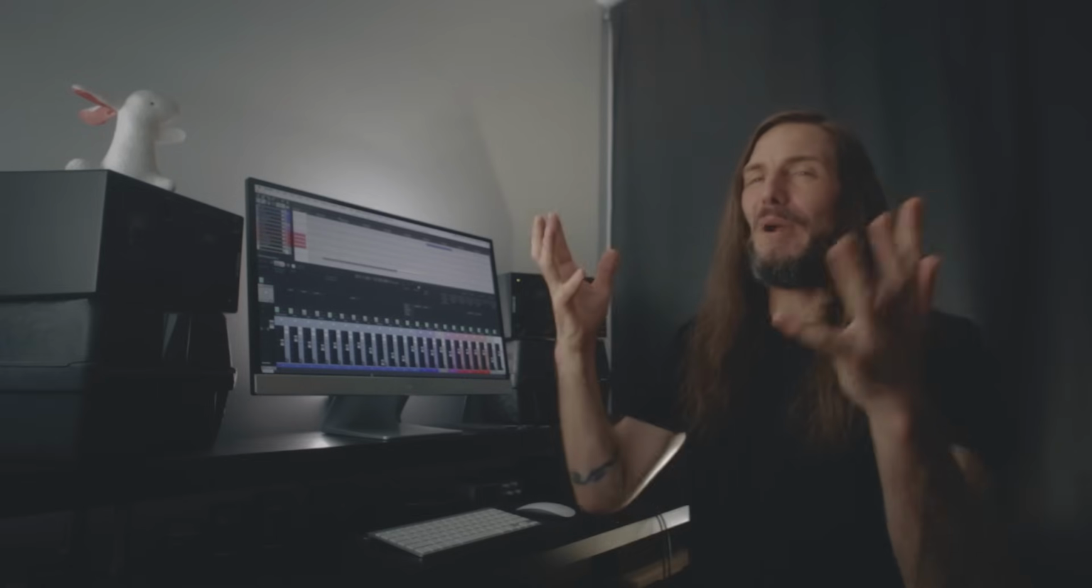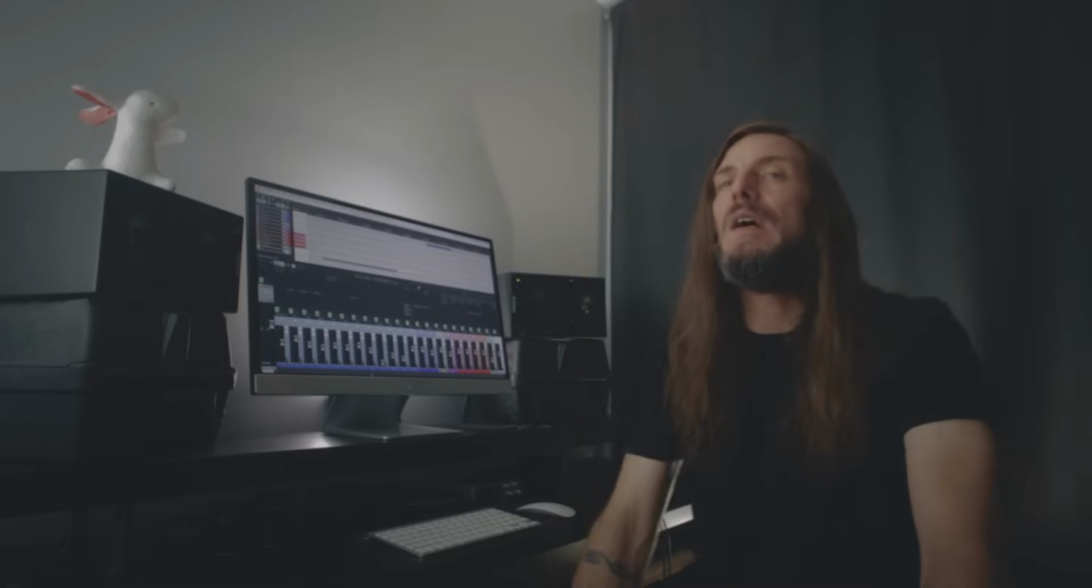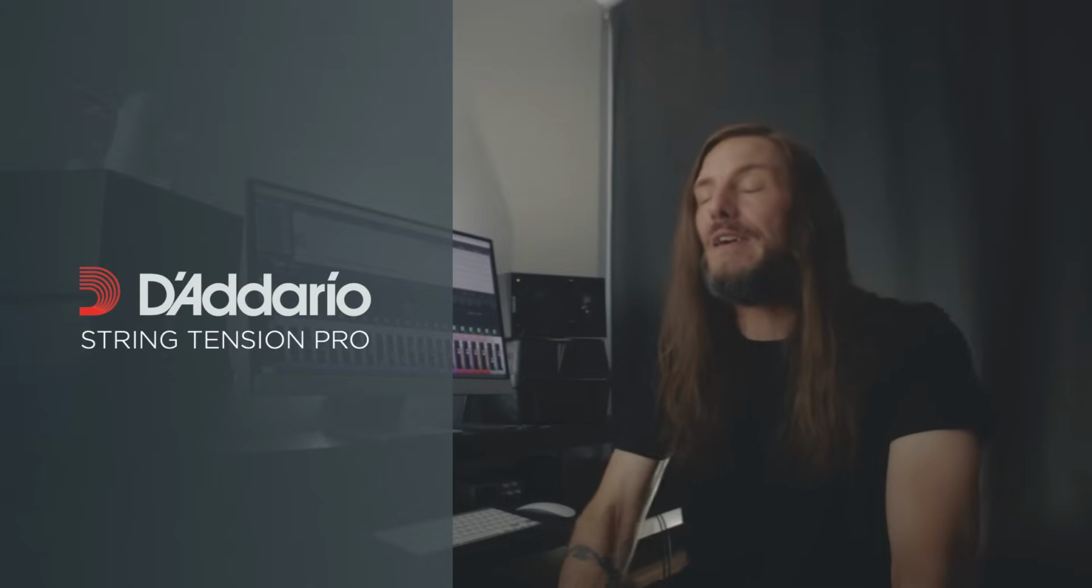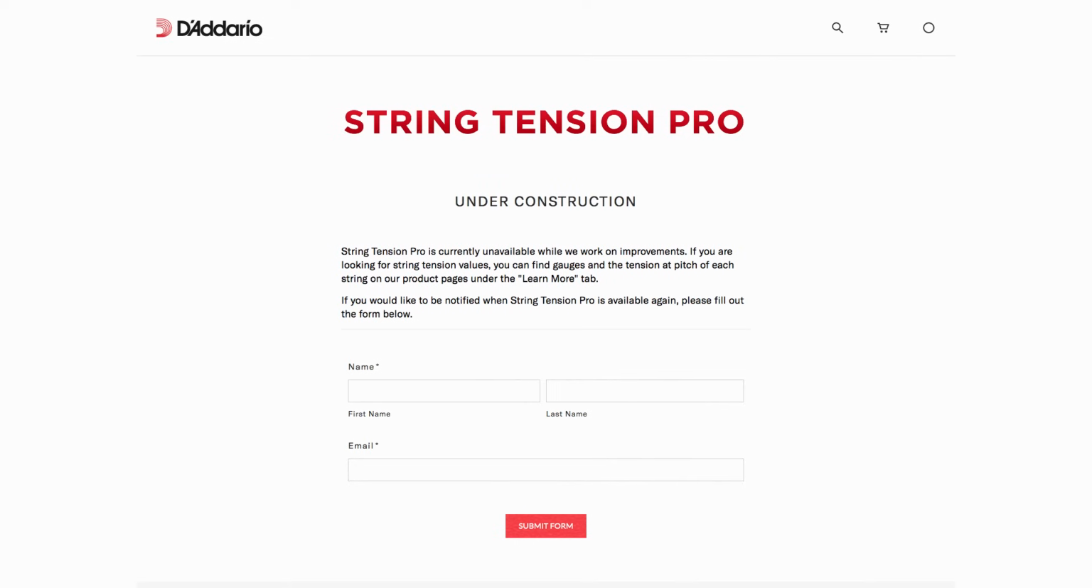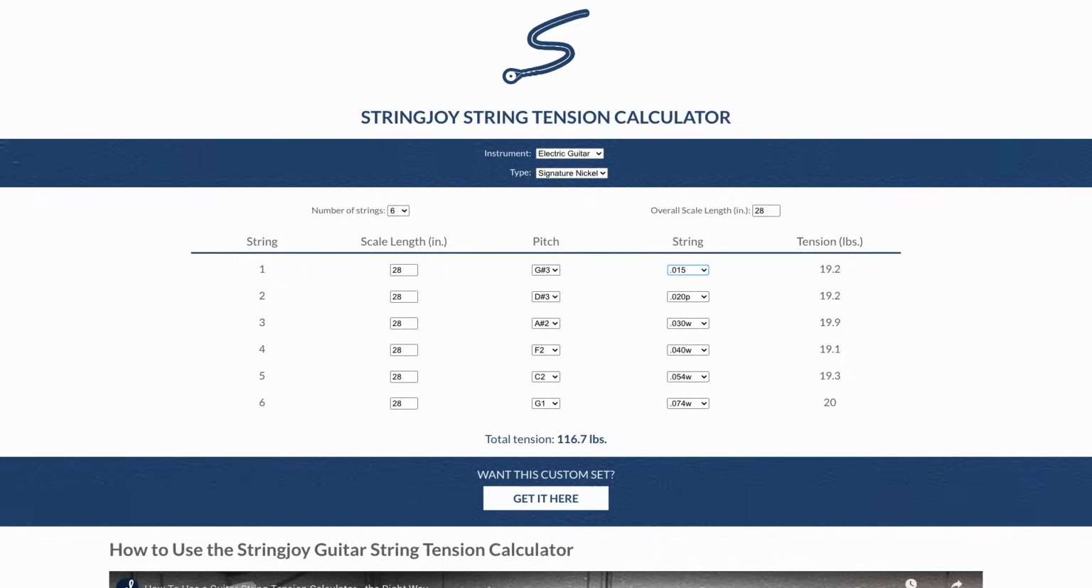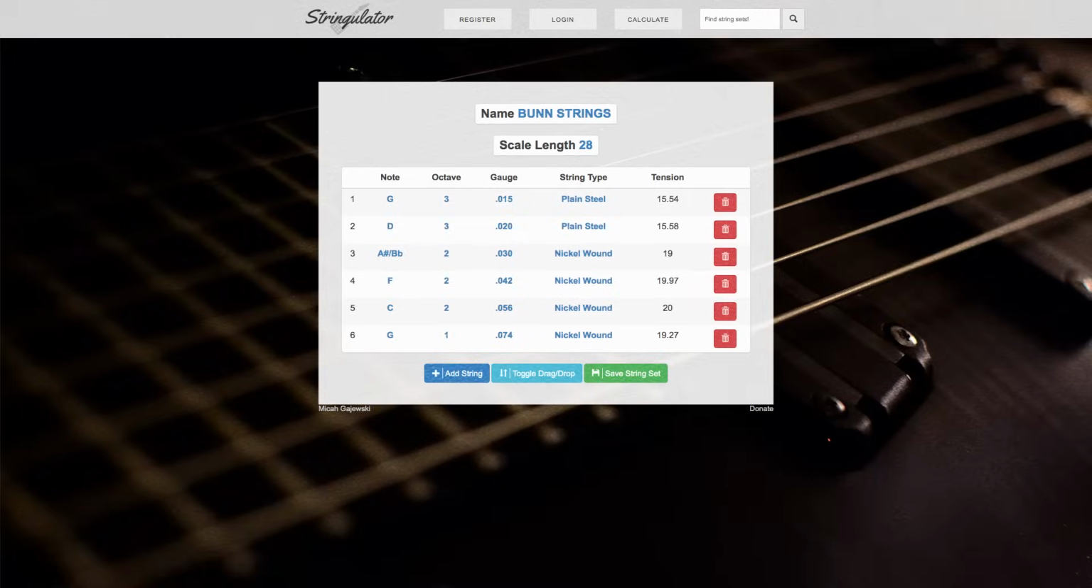Baritone news. This is not baritone specific, but a lot of baritone folks use this tool. The D'Addario string calculator is offline and in further development. A lot of people are like, damn, I relied on that so much. It's been down for a bit now. Alternatives: Stringjoy has a string calculator, and viewer Benji shares Stringulator.com, I believe it is.